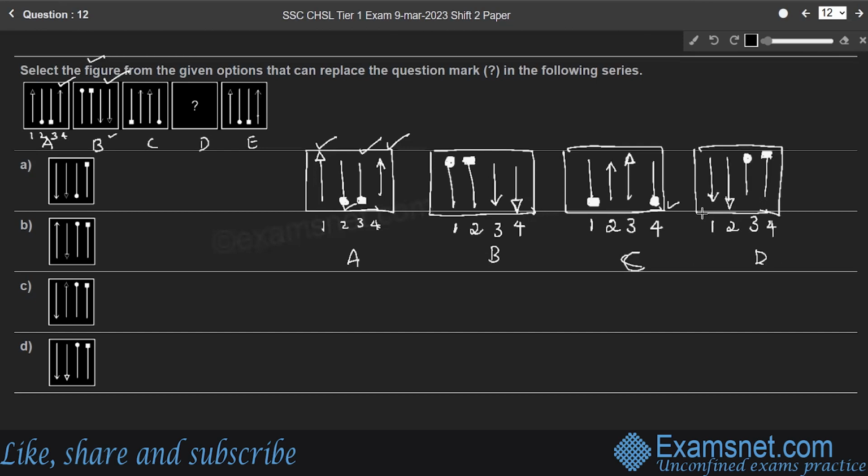Therefore, look at the options. Arrow mark downwards, triangular portion downwards, circular part upwards, and square part upwards. Option D is the figure D. Right? Option D is the right answer.